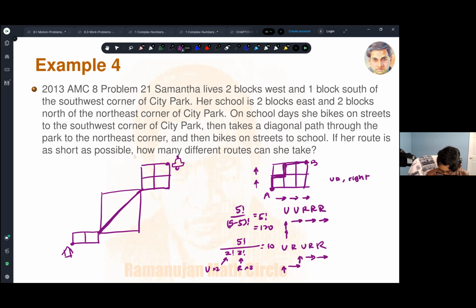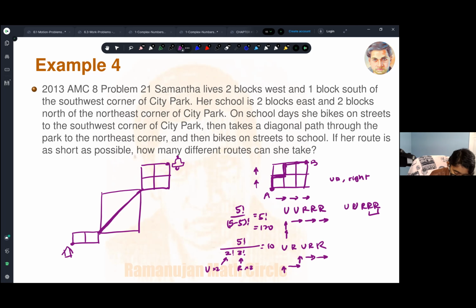The reason for this division is that you don't want to count the same path twice. If you had something like U, R, U, R, R and you just switched the last 2, they look the same in terms of ordering and give the same path, so that doesn't make a difference. So that's how you do it.